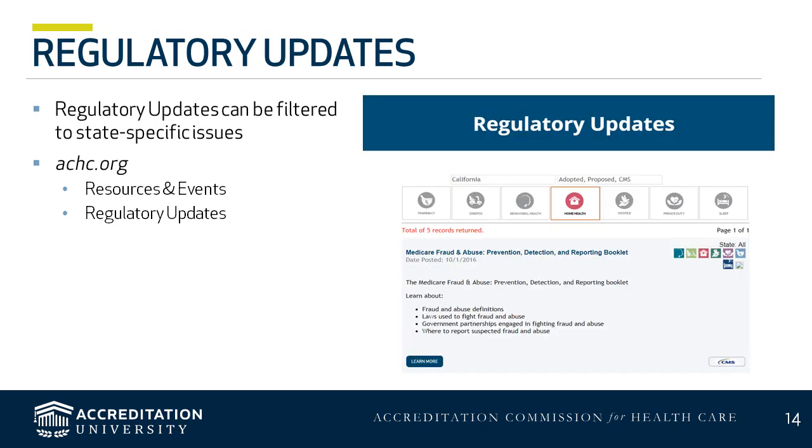The Regulatory Updates is a great resource that you can find by going to achc.org, clicking on Resources and Events, scrolling down and clicking on Regulatory Updates. This website is reviewed frequently and will have any state-specific proposed or adopted legislation as well as CMS updates, so you can filter for your state as well as your program.